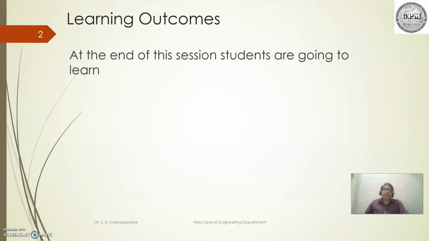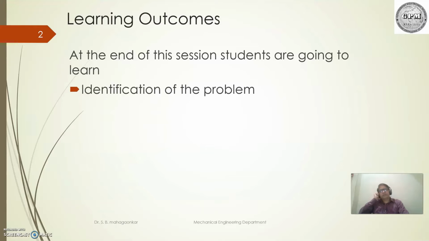At the end of the session, students are going to learn the identification of the problem: whether the problem is based on a solid or hollow shaft, and whether we have to solve the problem with the ASME code equation or normally with the given stress values.